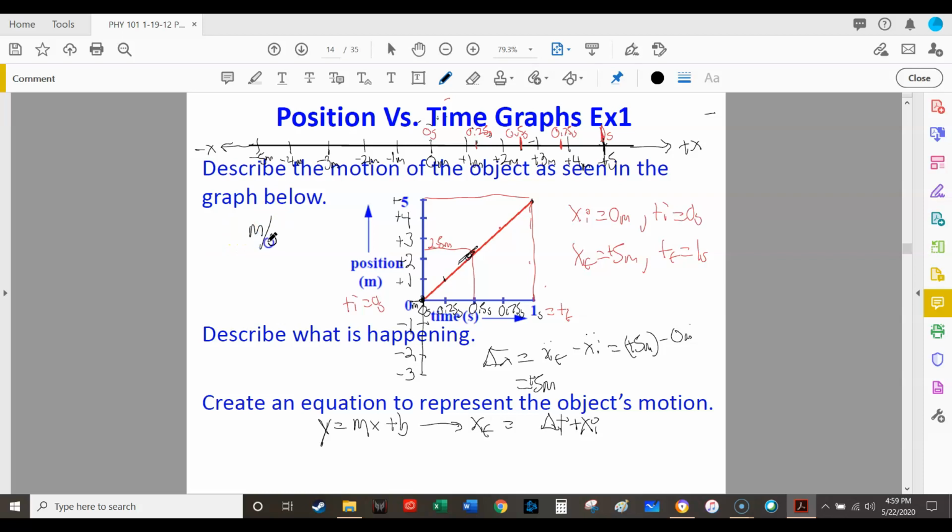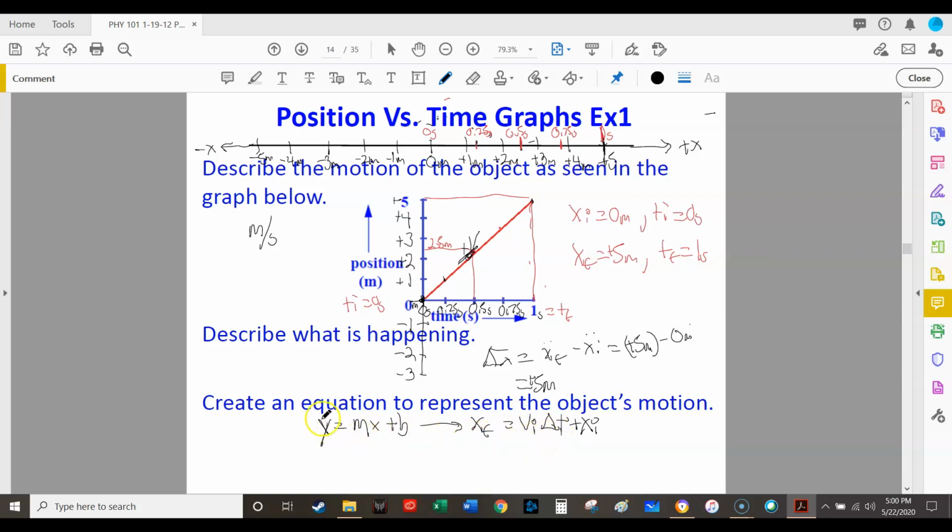Well, meters per second is kind of like miles per hour, right? Well, what is miles per hour? A mile per hour is speed, right? So a meter per second is speed. But since this has a slope attached to it, and it could be a positive slope like we have here, or a negative slope, that also has direction associated with it too. So this is going to be the velocity.